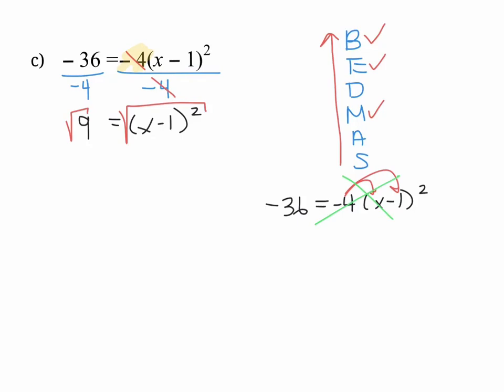So let's keep simplifying. If I simplify the left, the square root of 9 is 3. And then over on this side, the square root and the squared are going to cancel each other out. So all we're going to be left with is what's left in the middle, which is going to be x minus 1. And last but not least, let's get rid of that -1 by making it +1 on the other side, and we have x is equal to 4.